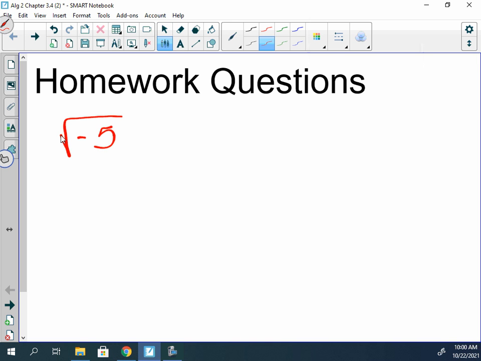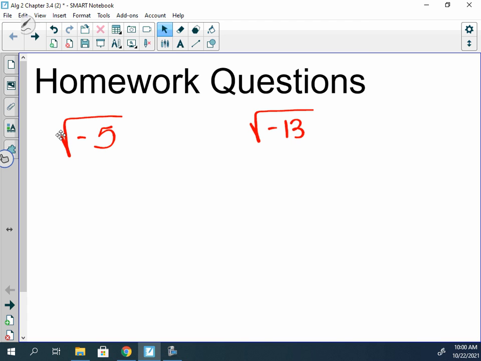Square root of negative 5, and what was the other one? Square root of negative 13. So we'll look at these two here from the homework first, and then we'll get started with the lesson.